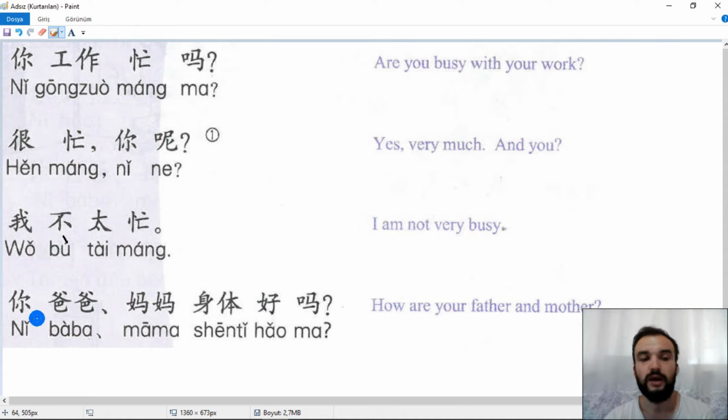Here, 你爸爸妈妈身体好吗? We already know 你身体好吗? It means, how's your health? And when we add baba and mama, it means your father and mother. 身体好吗? How are your father and mother's health? Okay, we practiced the meanings.